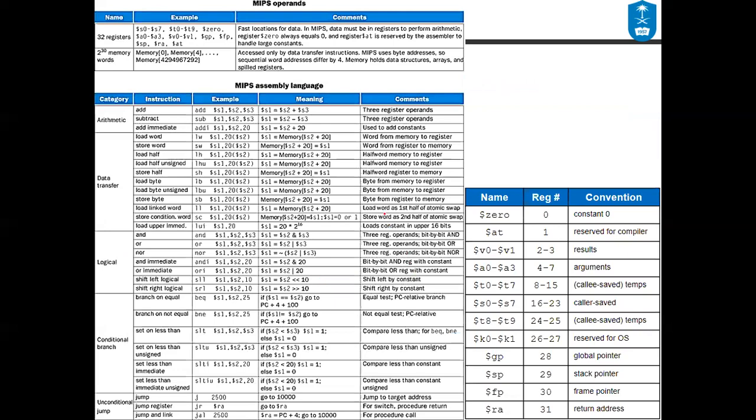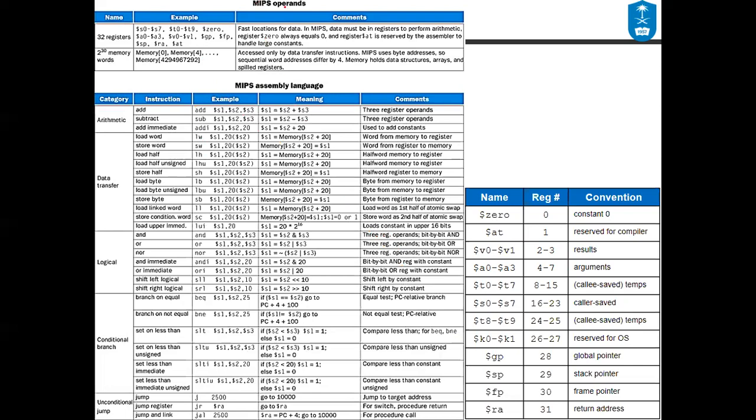Now, this is the MIPS ISA summarized on those three tables. We will look quickly at the components of the tables, but by the end of this set of slides, you should be able to understand every row in these three tables.